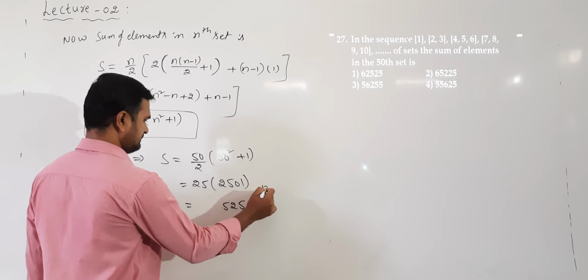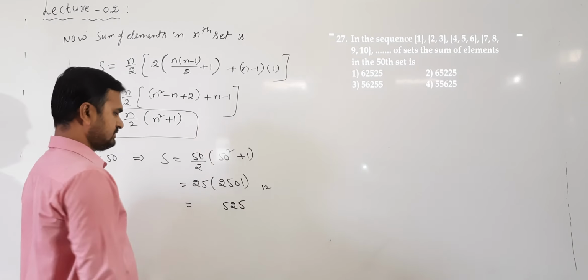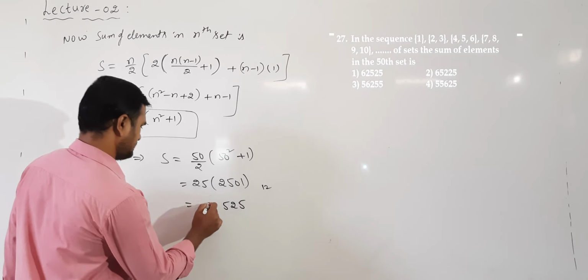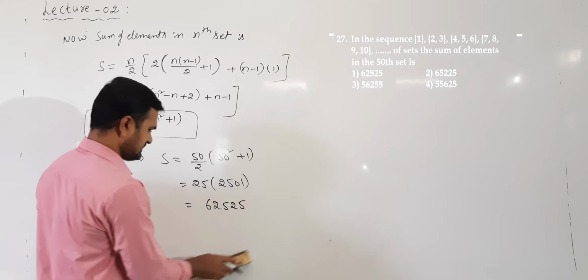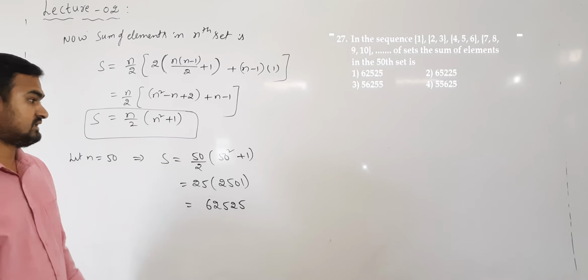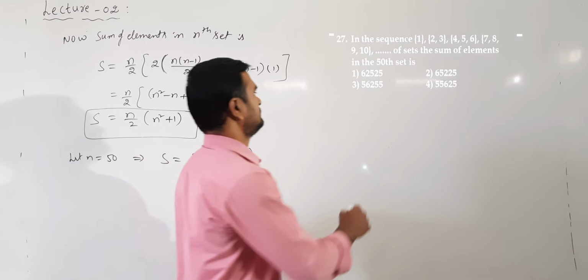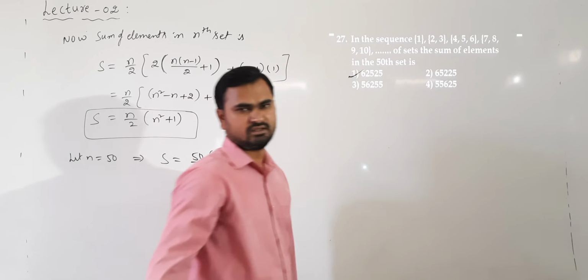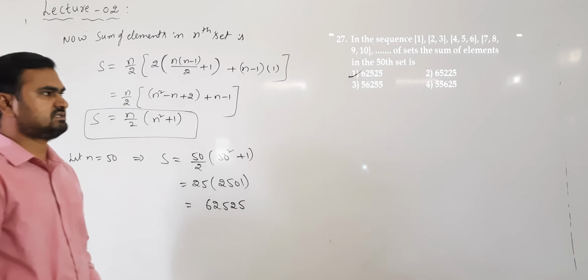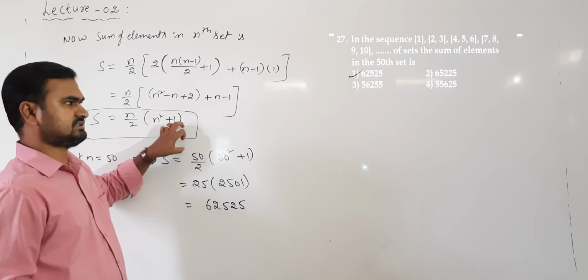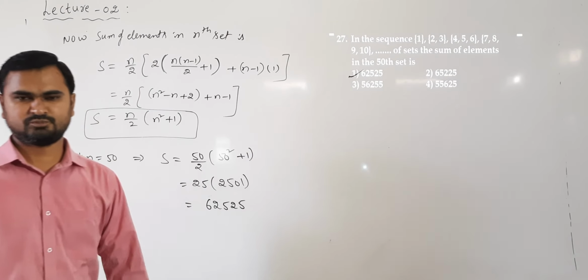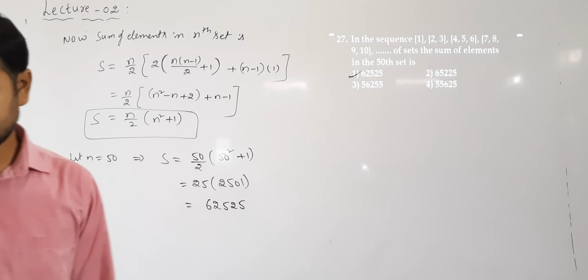So 125, 25 into 2, 50, 62. So it will be 62,525. So first option will be correct. Okay. So this is the method of solving. Observing the pattern, we are writing the elements, then we are finding the summation. Okay. So the next question.